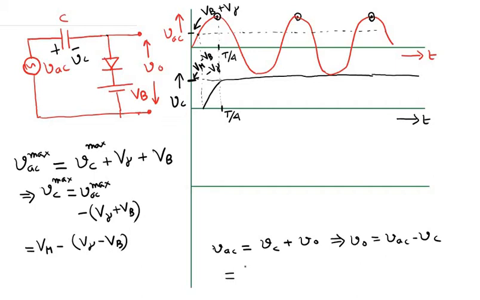Vac is Vm sin omega t, and Vc is Vm minus Vb minus V gamma, and these three are in brackets. So now we note that the DC level of the signal has been shifted by this voltage. This is the shift in DC level.